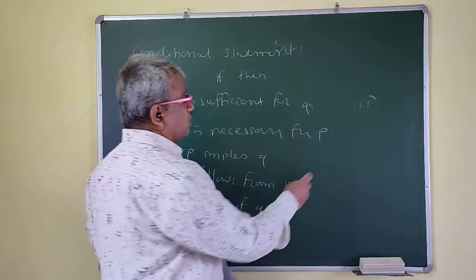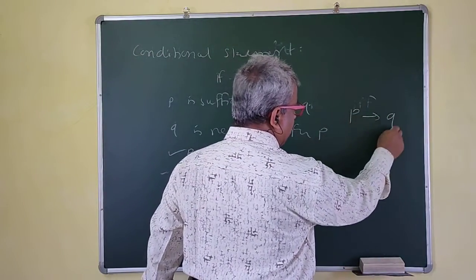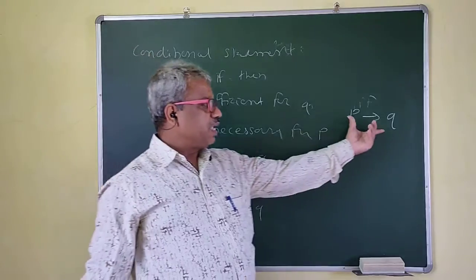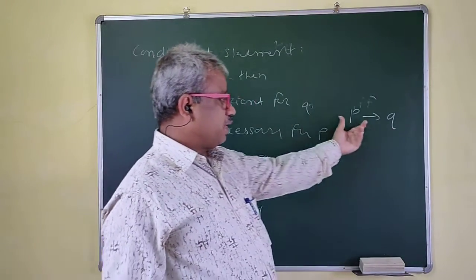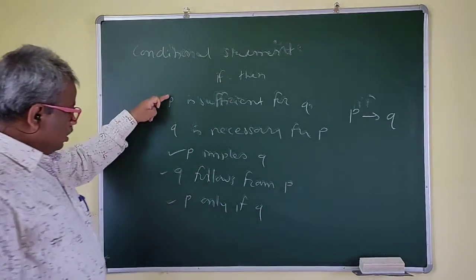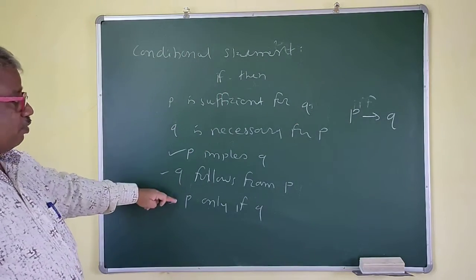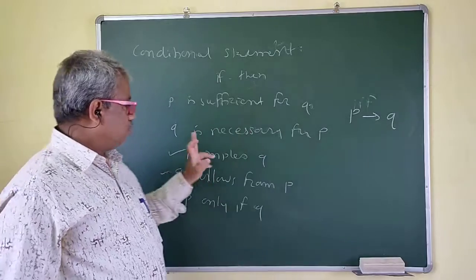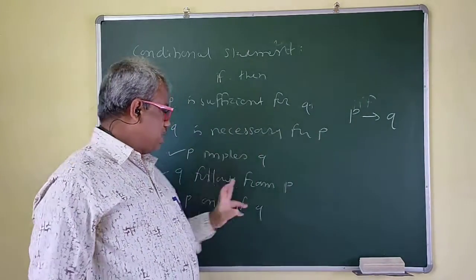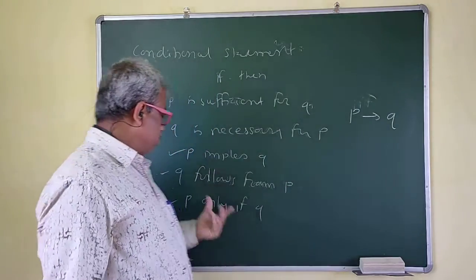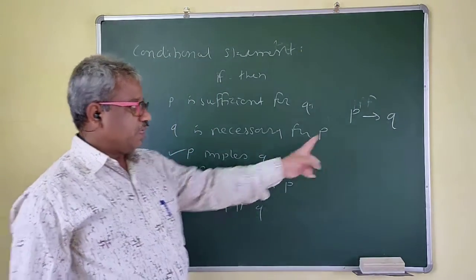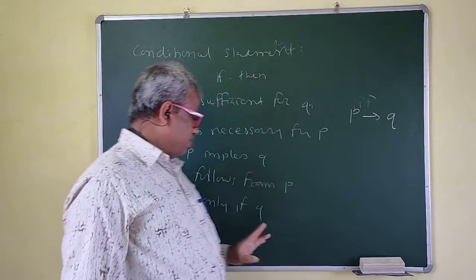Now your notation, we are denoting this by what? P implies Q. This is read as P implies Q. This is the symbolic representation of the conditional statement. And these are the 5 ways you can read that one. P is sufficient for Q. Q is necessary for P. And P implies Q. So no problem for this one. Now Q follows from P. That also we can remember.